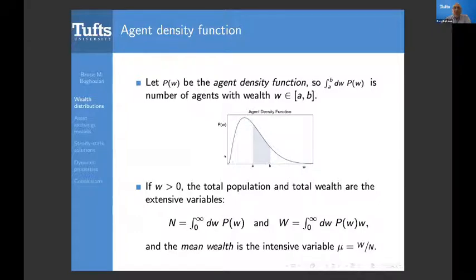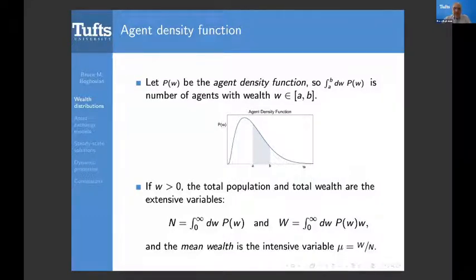So first, what is the fundamental thing that we're after here? It's the agent density function. We're going to assume wealth is positive, so it starts off at a wealth of 0. The integral of this function between A and B, the area under the curve, the shaded area there, is then the number of agents with wealth in the interval from A to B. So initially we'll take wealth greater than 0, but there's no reason that the origin here has to be 0.